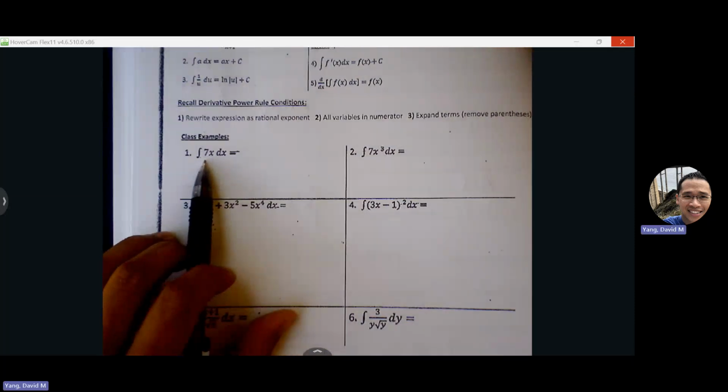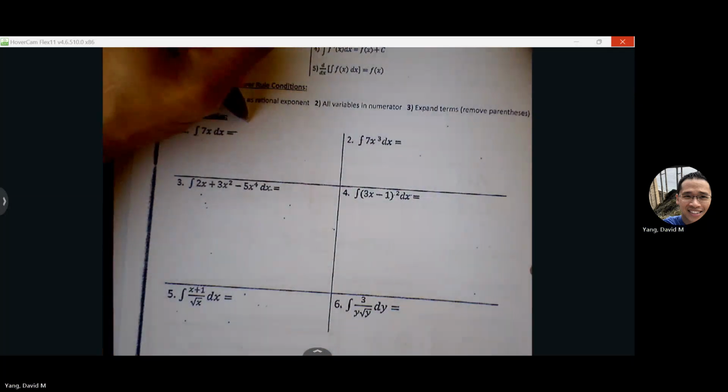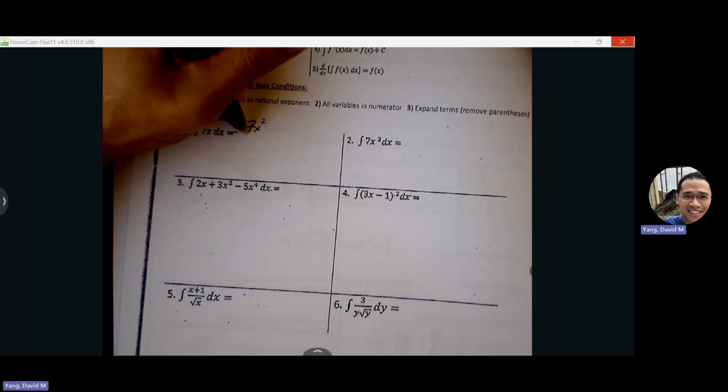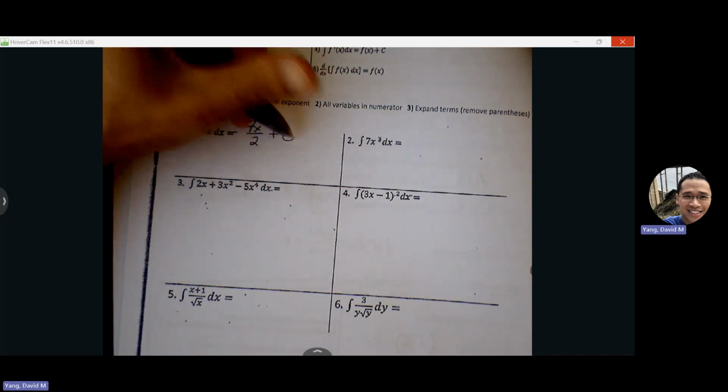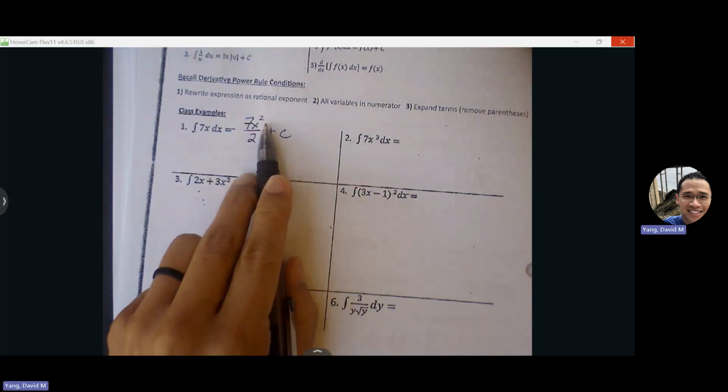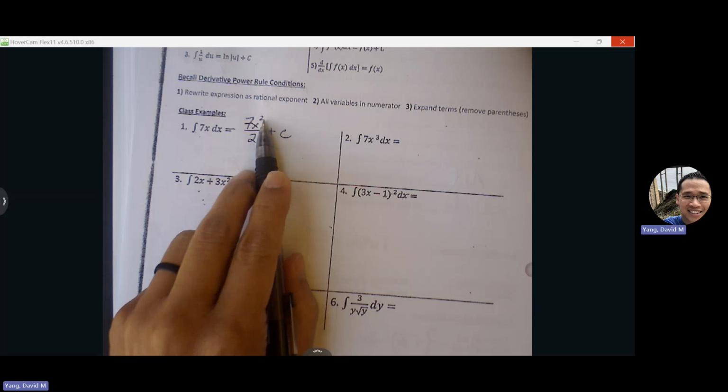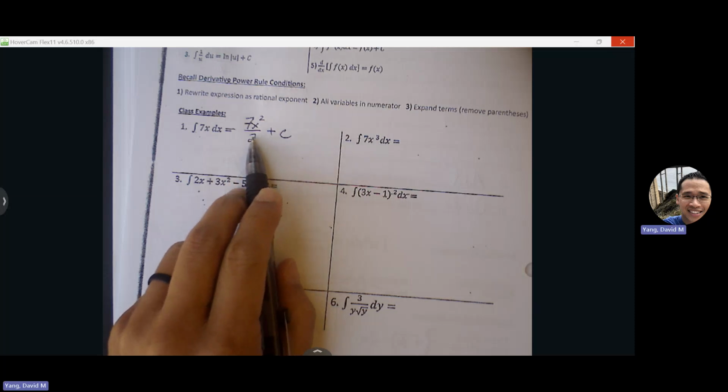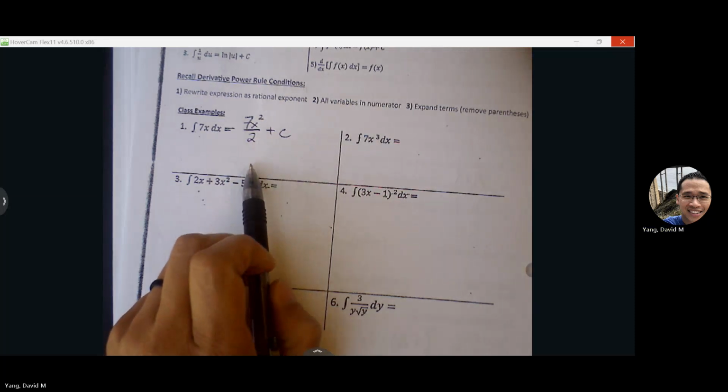So 7x becomes what? 7x becomes 7x squared over 2, and then plus c. So we add 1 to that exponent, and then whatever new exponent you see, you're going to divide that down.